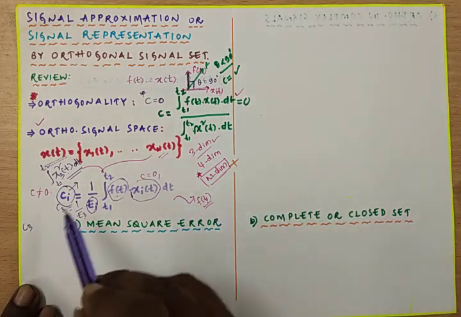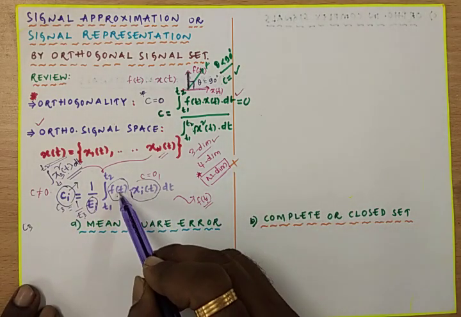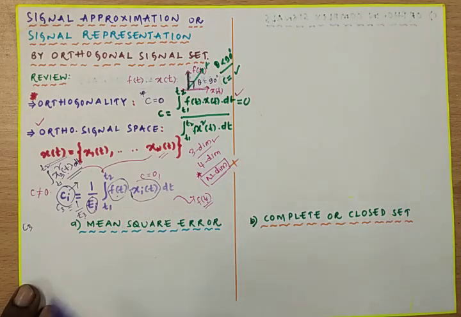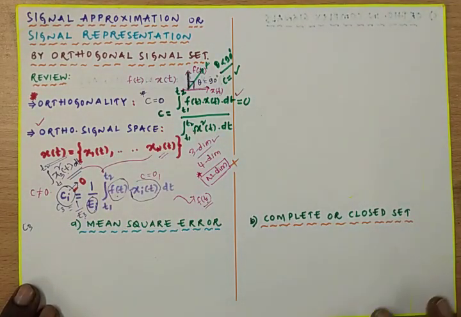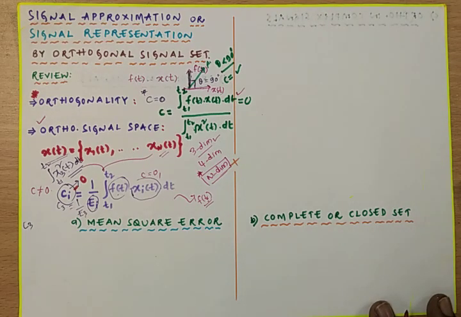If xi of t and f of t are orthogonal to each other, in such cases we get the ci value equal to 0. The point is very clear. If two signals are orthogonal, the angle between them is 90 degrees. That means both signals are mutually perpendicular to each other. In that case, one signal cannot project a component along the other, so c is equal to 0.